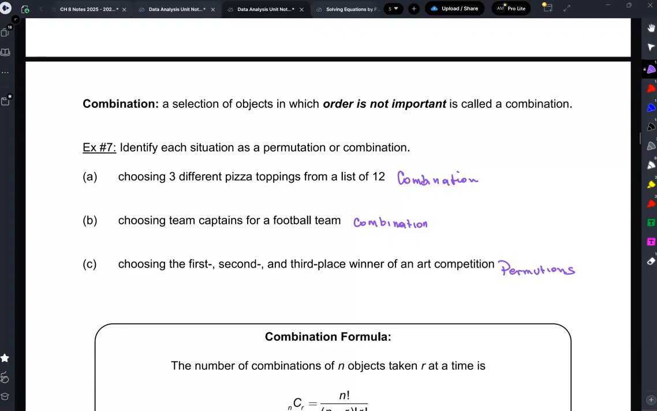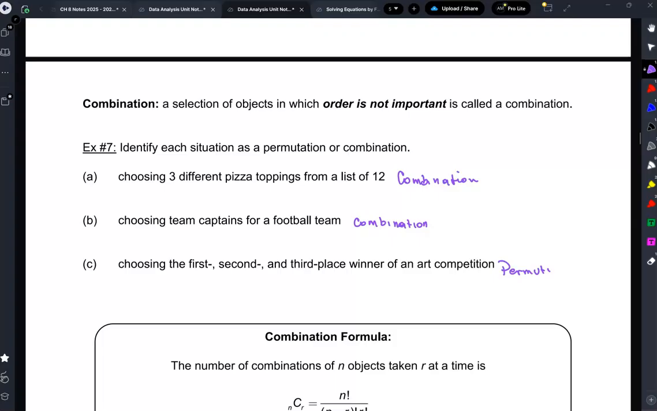So let me tell you another example. Suppose I said, give me your 3 favorite movies of all time versus can you rank your 3 favorite movies of all time? Those are different things. One is a combination, one is a permutation.